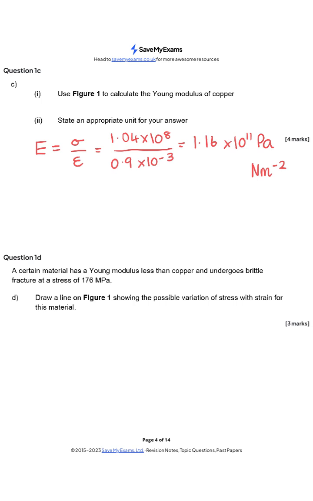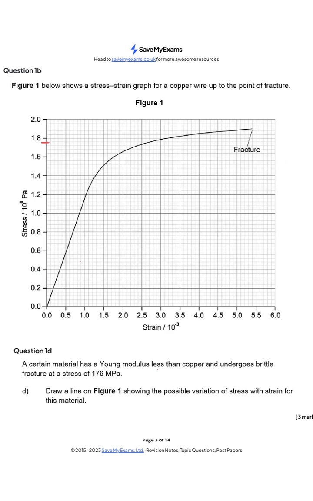Question 1d is talking about a new material with a Young's modulus less than copper, and that undergoes a brittle fracture at a stress of 176 megapascals. Draw a line showing what this could look like. So if we draw it on the graph, it is brittle, so we know it's not going to have plastic deformation at the end, it's not going to curve very much, and it has a lower Young's modulus, so the line is going to be slightly more shallow.